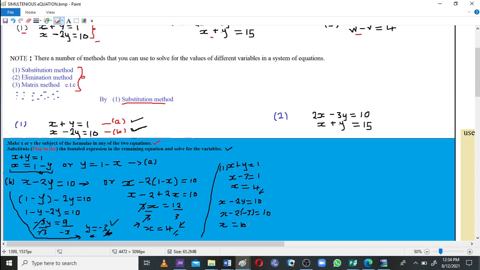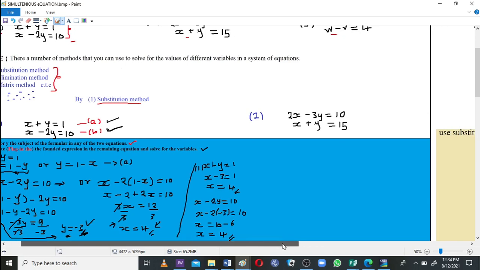minus 6, right? Again, it is still giving you x is equal to 4. x is equal to 4. So any method you can use, you still get the same thing. All right, so let's do the same in the second video. In the second video we are going to solve example 2 using the same method, that is the substitution method, I mean.